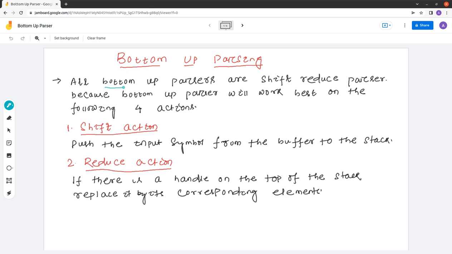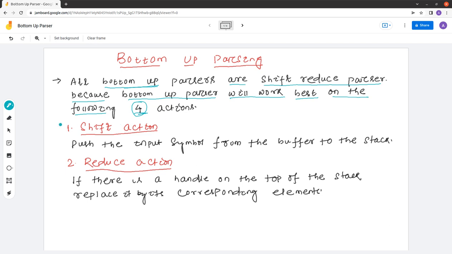All bottom-up parsers are also called shift reduce parsers, because a bottom-up parser works based on the following 4 actions. How many actions? 4 actions.